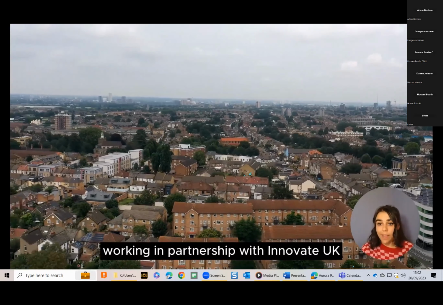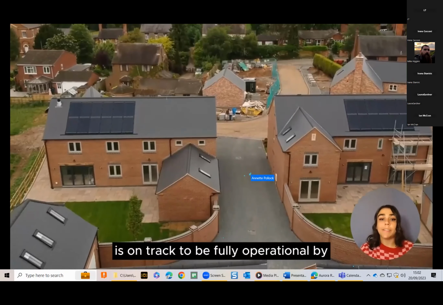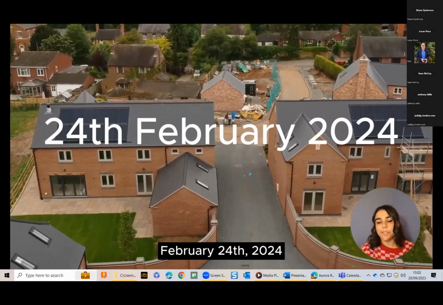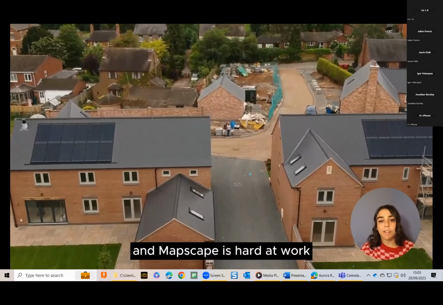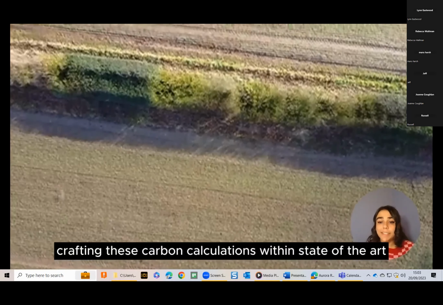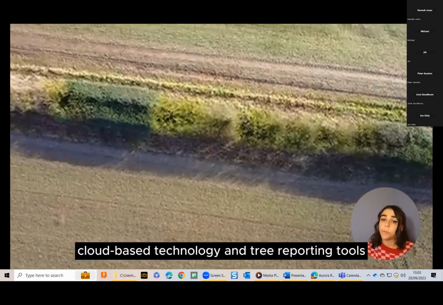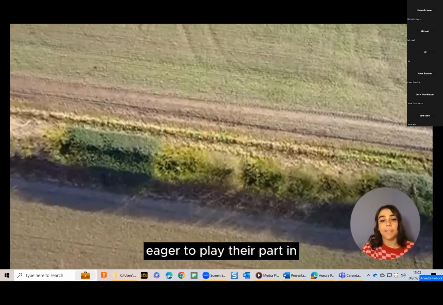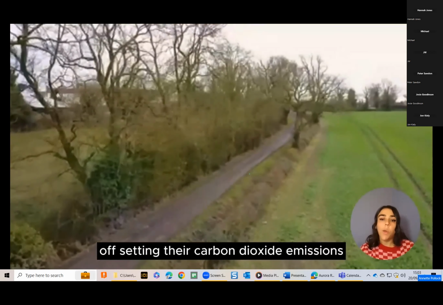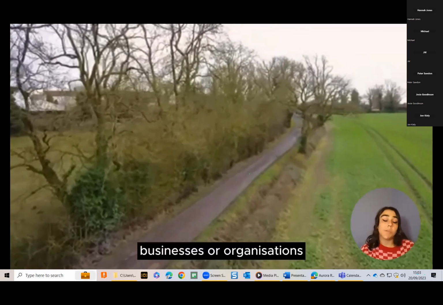With Innovate UK, Mapscape's carbon accounting tool is on track to be fully operational by the 24th of February 2024. And Mapscape is hard at work crafting these carbon calculations within state-of-the-art cloud-based technology and tree reporting tools. This software will be available to anyone eager to play their part in offsetting their carbon dioxide emissions, whether it's tree owners, businesses, or organisations.